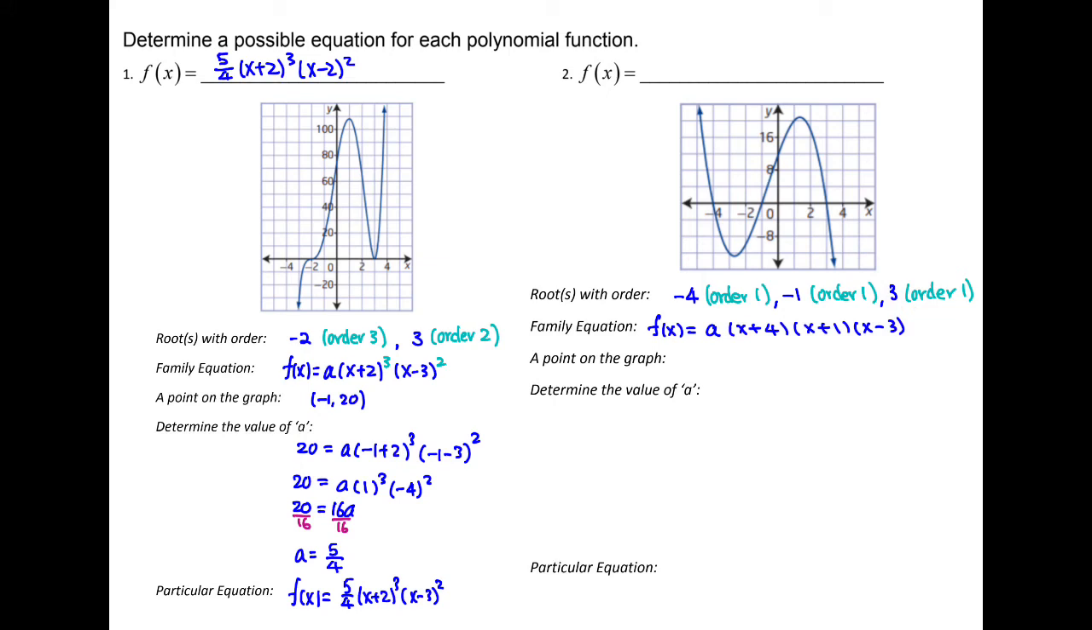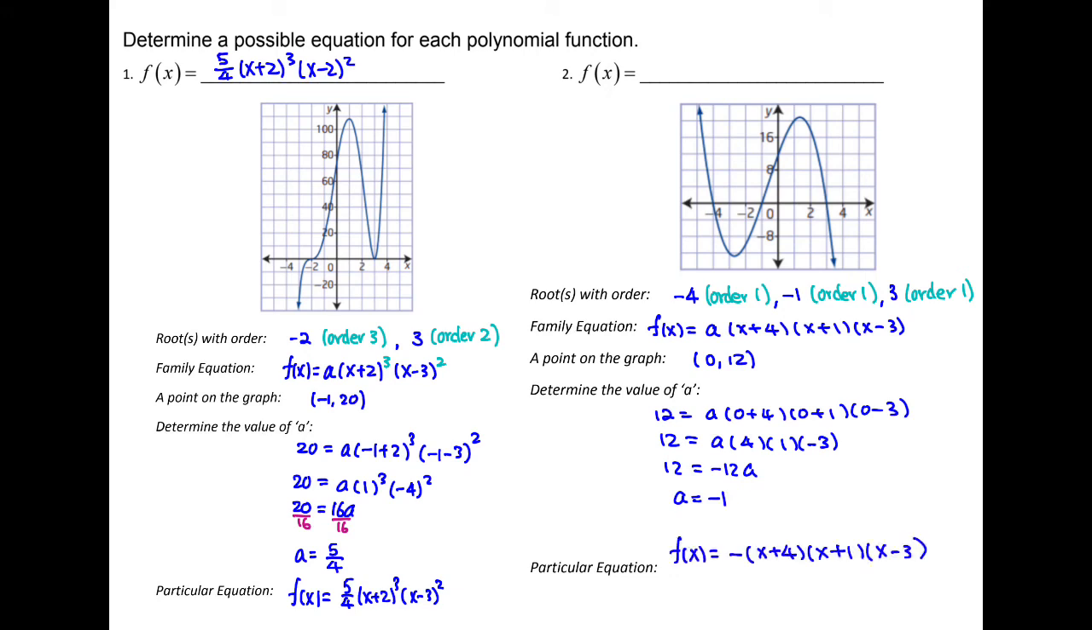Then, let's find a clear point that is on the graph in order to help us find the value of a, to find a particular equation. As you can see from this graph, the y-intercept is very clear. So let's use the y-intercept. The coordinate of the y-intercept is (0, 12). So we substitute 12 into y, 0 into x to find a. Then we will get a equals -1. Therefore, our particular equation will be f(x) equals negative (x plus 4) times (x plus 1) times (x minus 3).